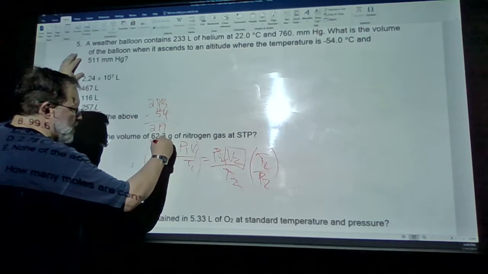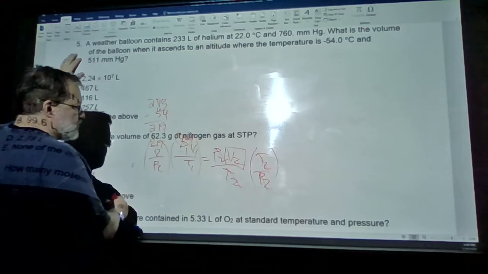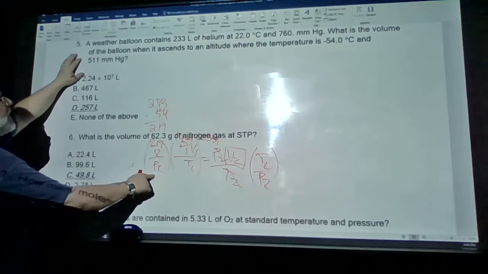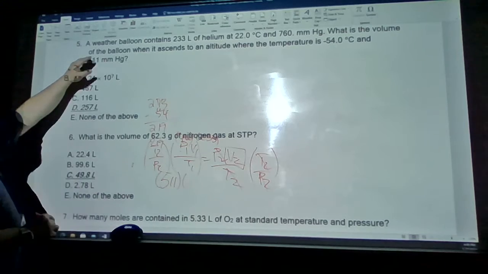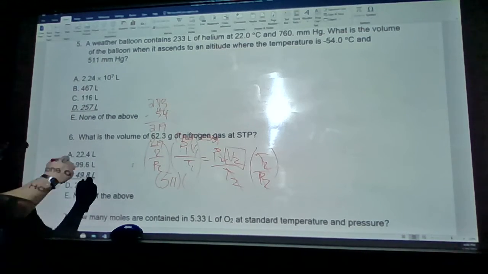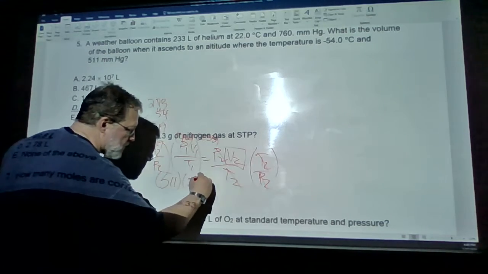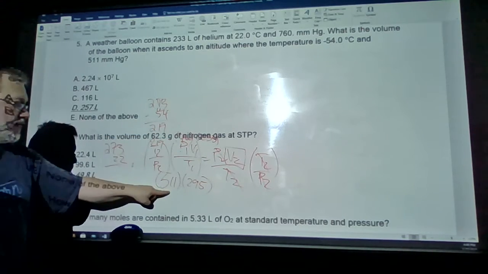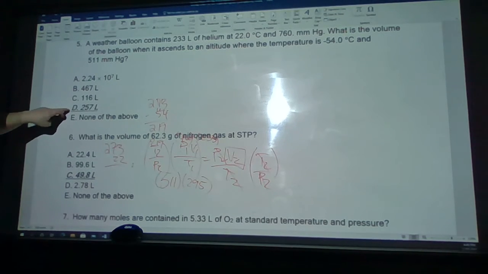19. So T2 is 219. P1 is 760. V1 is 233. P2 is 511. T1 is 22 degrees C. We need to change that to Kelvin, so 273 plus 22 is 295. So we've got 219 times 760 times 233 divided by 511 and 295. Your answer here should be D, 257 liters.